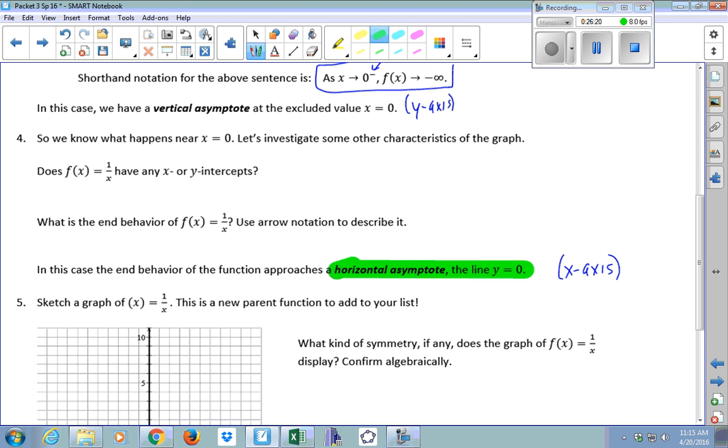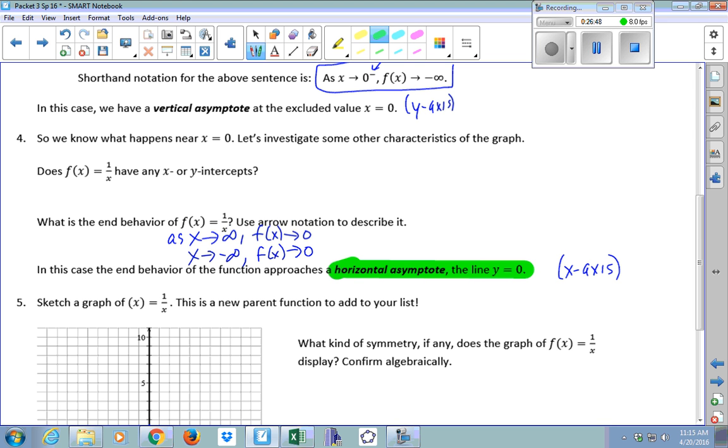That's the end behavior. So how would we use our arrow notation to describe that? You say, okay, as x approaches positive infinity, the value of my function is getting really close to 0. As x approaches negative infinity, the value of my function is getting really close to 0. So it's the end behavior.